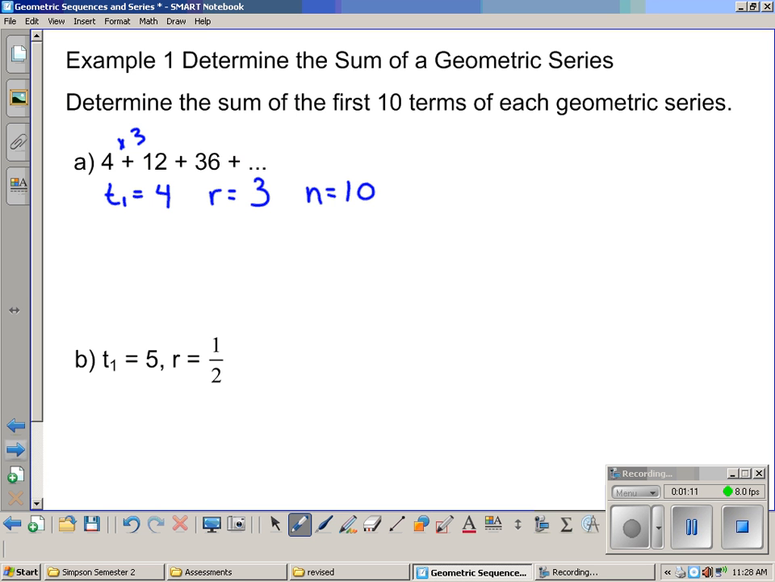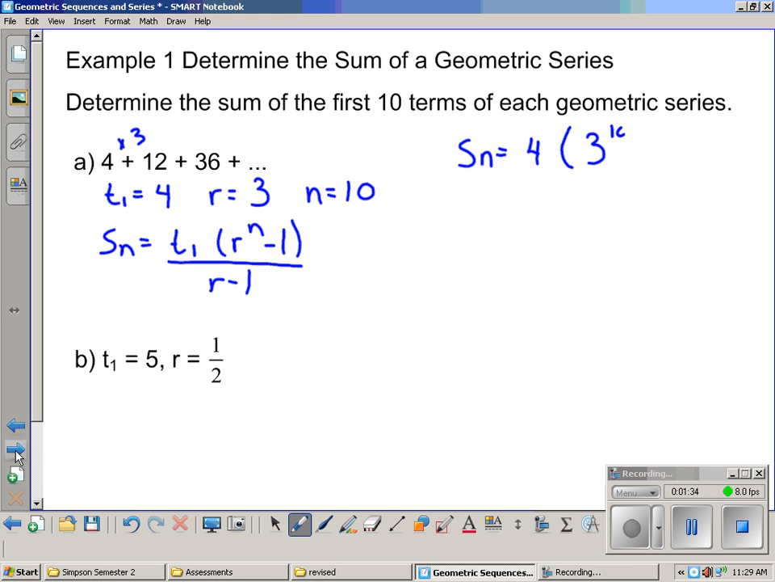The sum formula is that Sn equals T1 times r to the n minus 1 all over r minus 1. So substituting into our formula, T1 is 4 times r, which is 3, to the n, which is 10, minus 1, all over r, again is 3, subtract 1. So using our calculators to help us evaluate, 3 to the 10 minus 1 works out to be 59,048, all over 3 minus 1, which is 2.